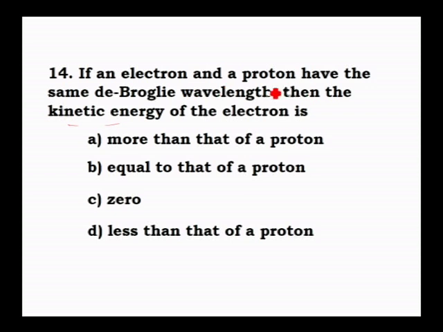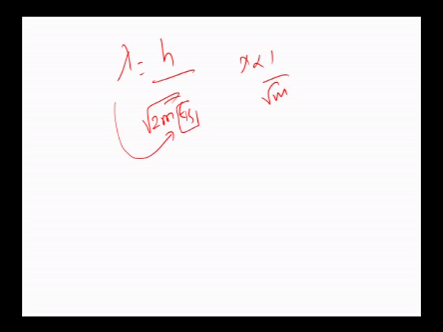If electron and proton have same de Broglie wavelength, sorry, lambda is same, not kinetic energy. Okay, they have same lambda. Now lambda equal to h by root of 2m EK. H is constant, lambda is constant, and how does EK vary with m? Kinetic energy is inversely proportional to m.